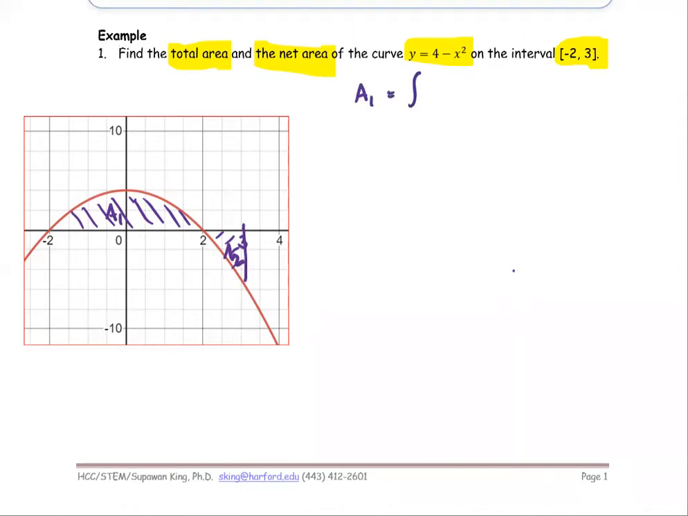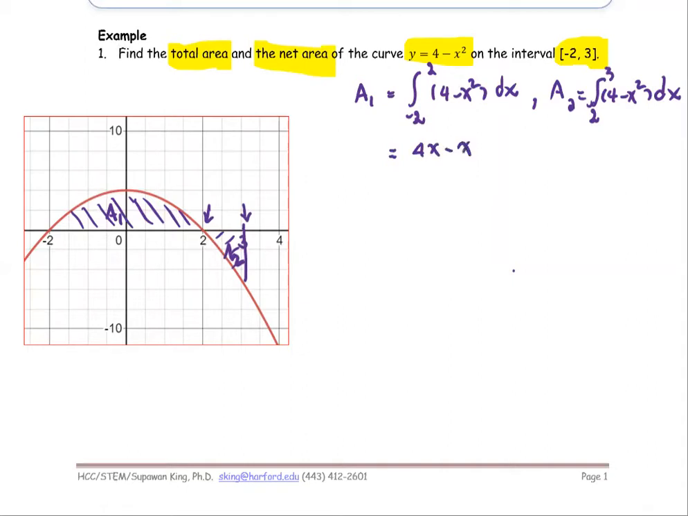which is the definite integral from -2 to 2 of the function 4 minus x squared with respect to x. And area 2 is going to be the definite integral from 2 to 3, because the beginning of the second part is 2 and the ending is at 3, of 4 minus x squared with respect to x. We find the antiderivative of 4 minus x squared to get 4x from the constant rule, and x to the third over 3 from the power rule.